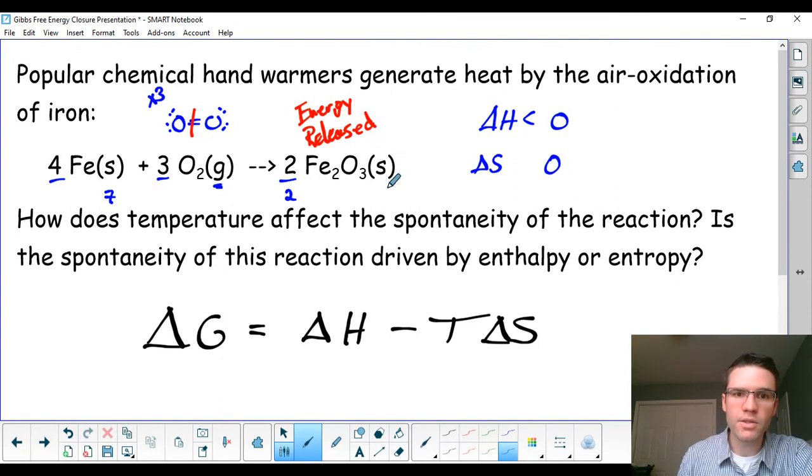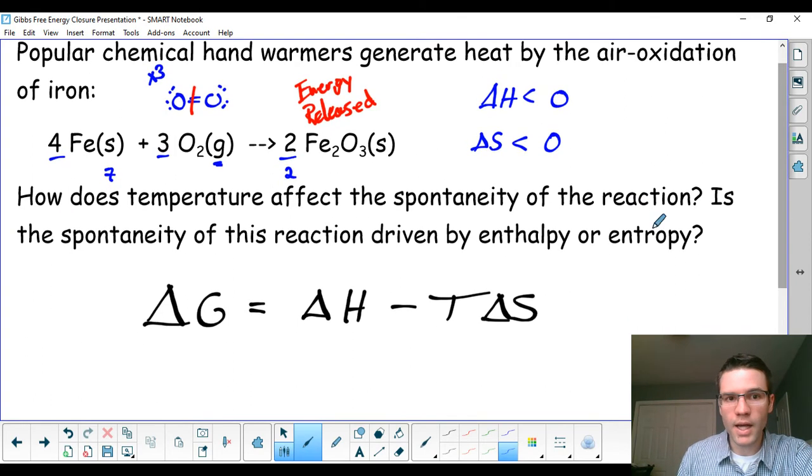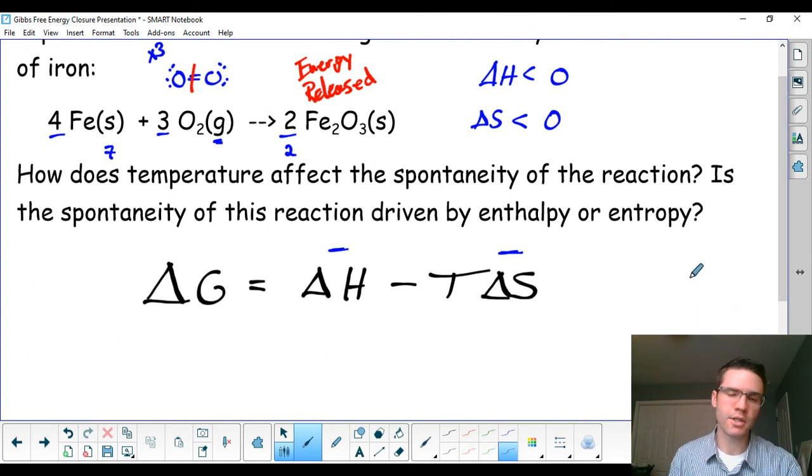If we go from a gas to a solid, we're getting more organized. And if you get more organized, that means your entropy change is going to be negative as well. And now we can evaluate, does temperature affect spontaneity, or how does it affect it? If this is a negative value, and this is a negative value, we want to figure out at what temperatures is this particular reaction spontaneous.